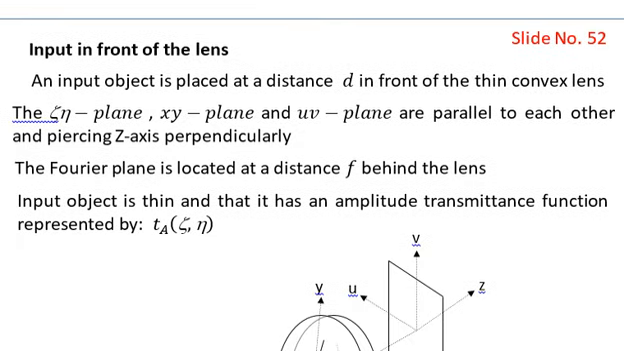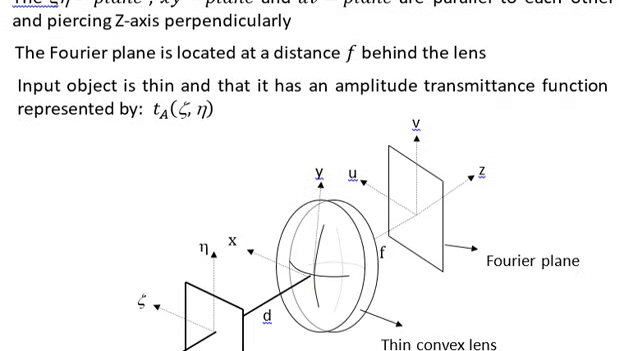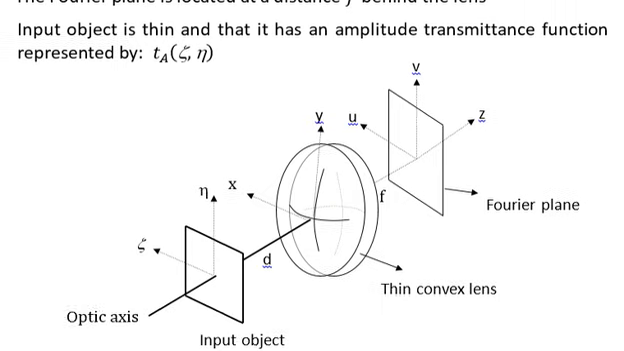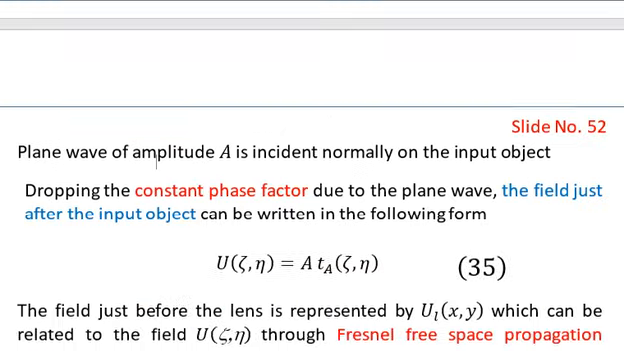So let's read the description. An input object is placed at a distance d in front of the thin convex lens. The zeta eta plane, the xy plane and the uv plane are all parallel to each other and piercing the z axis perpendicularly. The Fourier plane is located at a distance f behind the lens. Input object is thin, and that is, it has an amplitude transmittance function represented by Ta of zeta and eta. So Ta of zeta and eta is the amplitude transmittance of this input object.